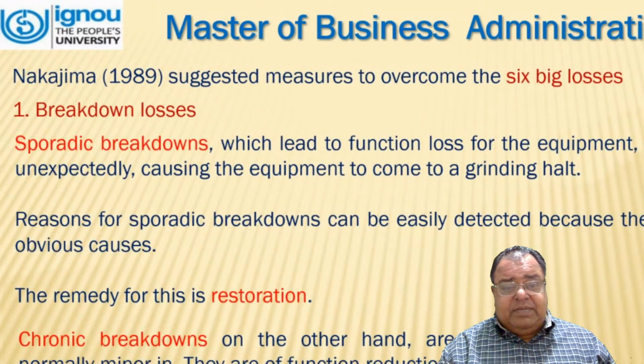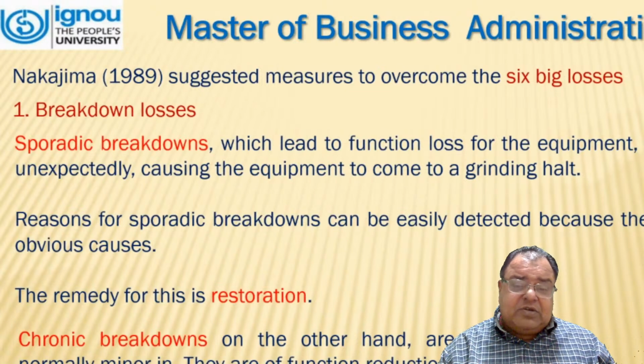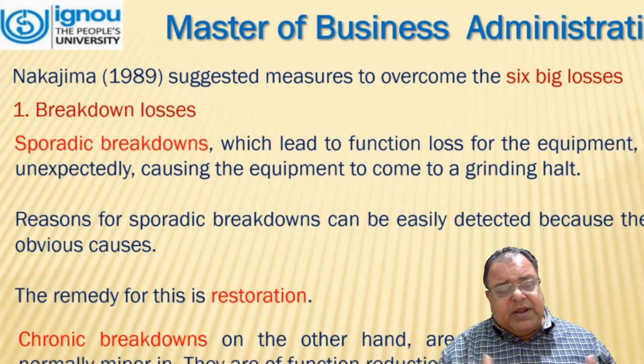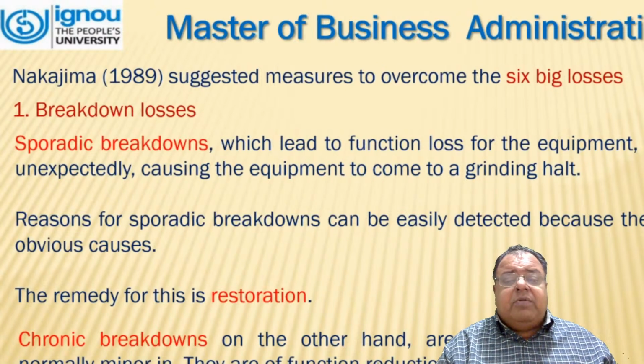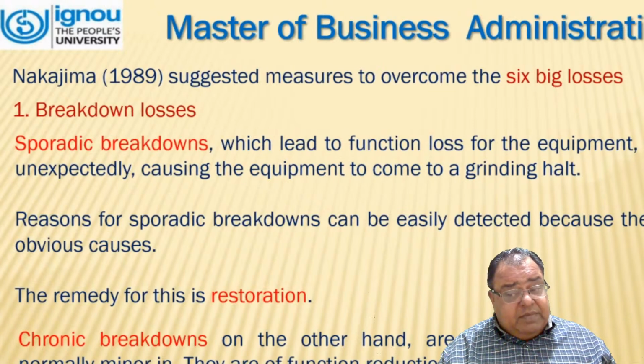Nakajima suggested measures to overcome the six losses. For breakdown losses, sporadic breakdown, which leads to function loss of the equipment, happens suddenly or unexpectedly, causing the equipment to come to a grinding halt. The reason for sporadic breakdown can be easily detected because there are one or a few obvious causes, and the remedy for this is restoration.